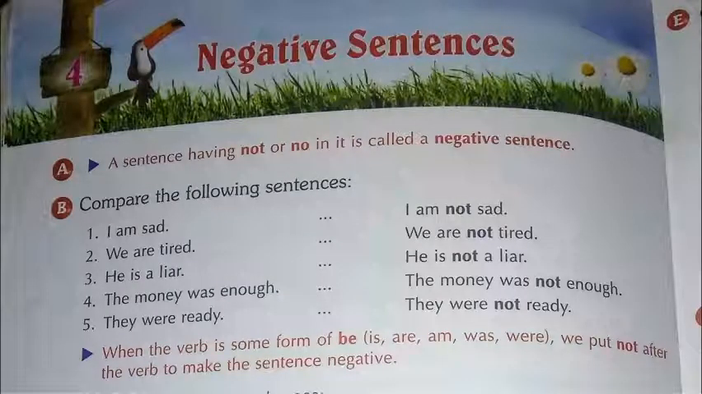Now, how do you change positive sentences into negative sentences? You add not. For example, I am sad. I am not sad. We are tired. We are not tired. He is a liar. He is not a liar. The money was enough. The money was not enough. They were ready. They were not ready.